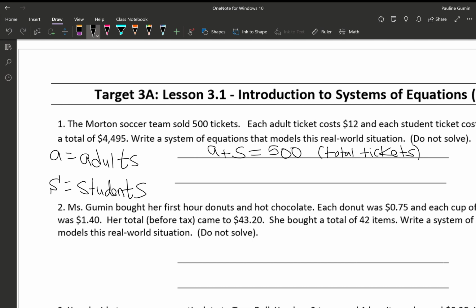I also know how much money was made off of those adults and students. There was $12 made off of every adult and $7 made off of every student, for a total of $4,495. So that would be our total profit.